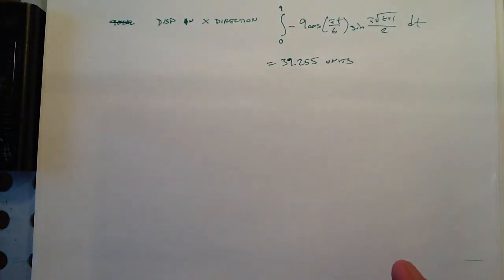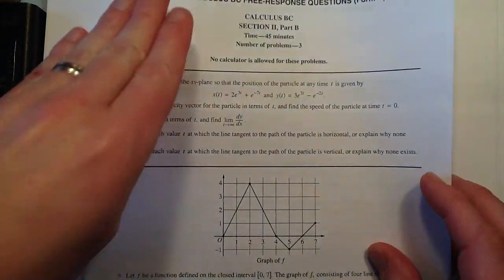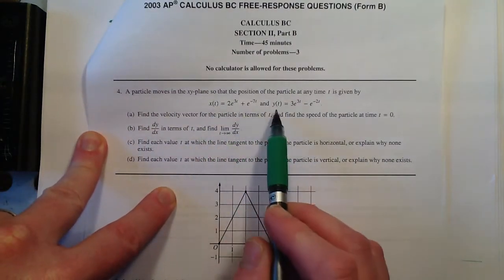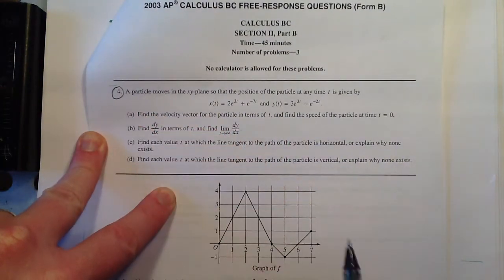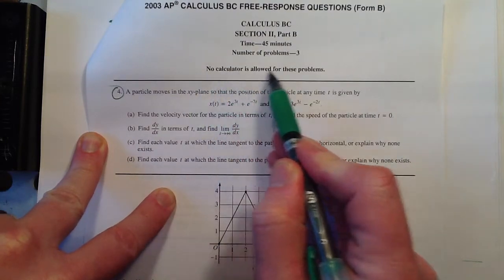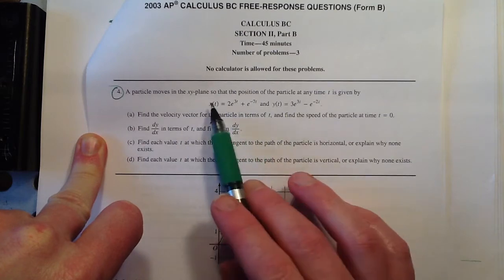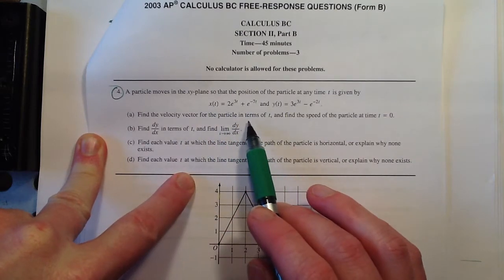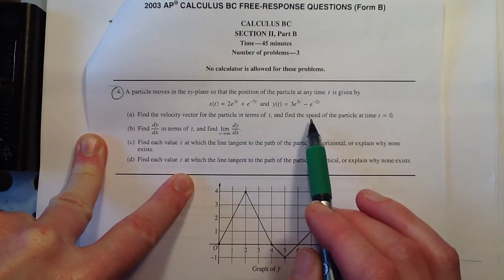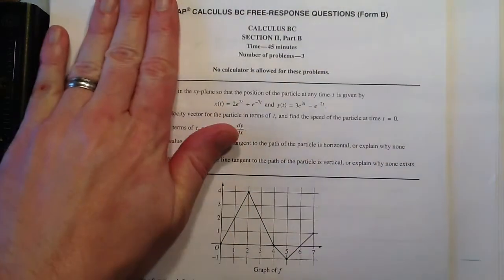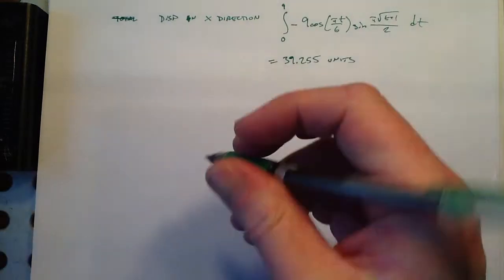And last one, we've got a particle moving in the xy plane. That's its x position. Notice also this is a number 4. This is a no calculator problem. No calculator is allowed. They want the velocity vector in terms of t, and to find the speed at time 0. The speed. Okay, so part A.